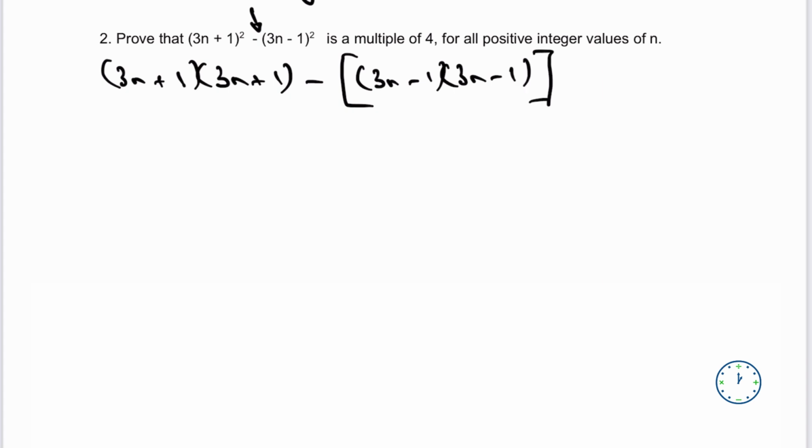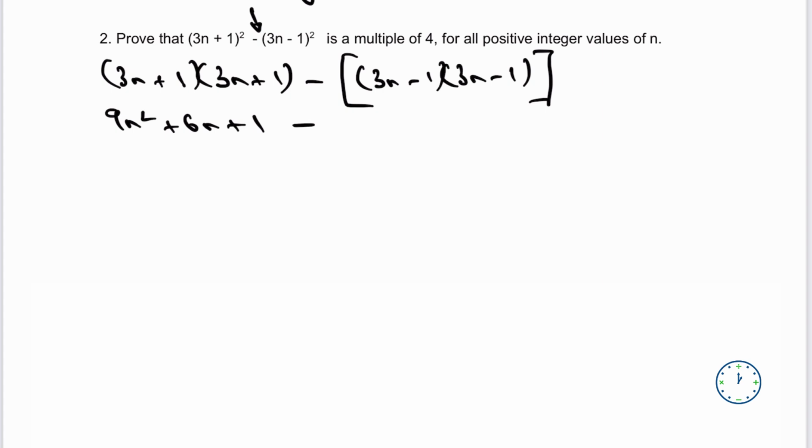Okay, let's look at the first one. Well, there will be various different ways of expanding this if you use either a crab claw method or some sort of partitioning, but what you should end up with is 9n squared plus 6n plus 1. Okay, hopefully that's all right for you.